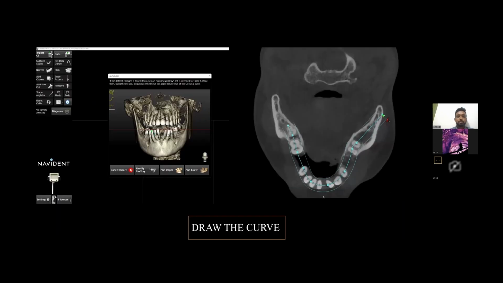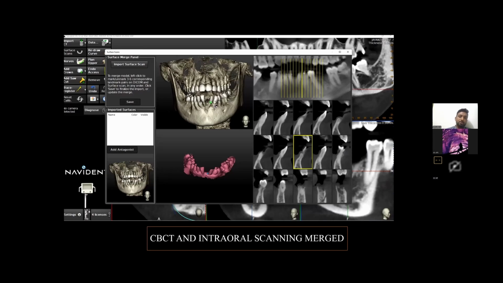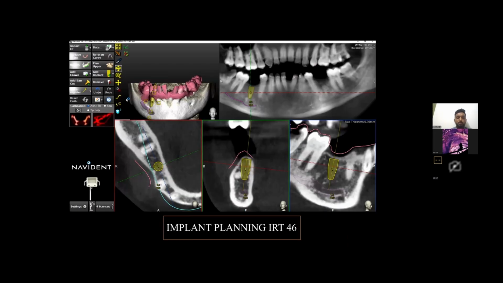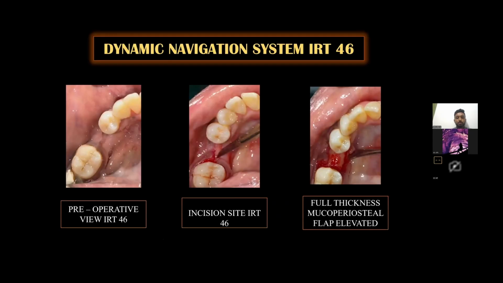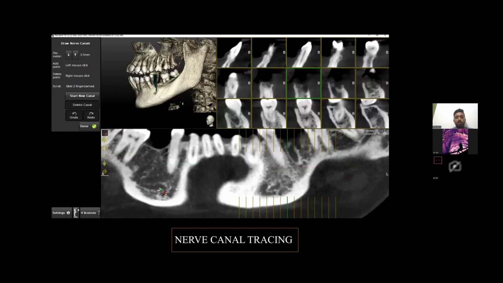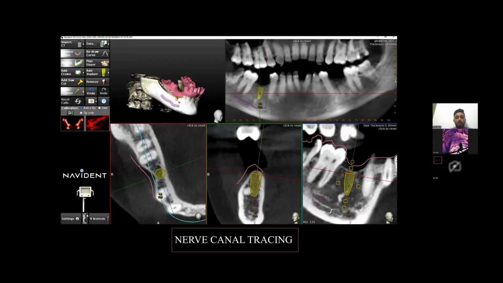Again, preoperative CBCT was done. Intraoral scanning was done, and then they were merged. Then implant planning was done in relation to 4/6, and the nerve tracing was also done. So this is the preoperative view. Again, a full thickness flap was elevated, and the nerve canal was already traced. And this is the nerve canal tracing. We had like 4-5 millimeters. We were away from the nerve.